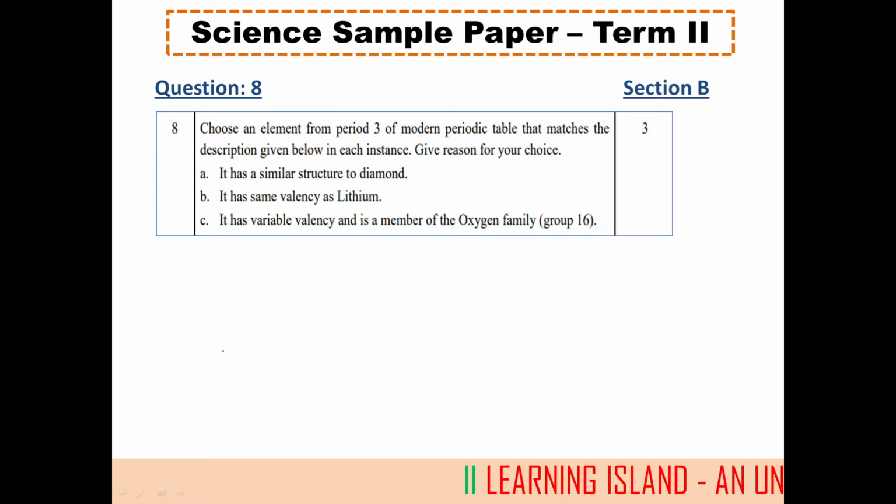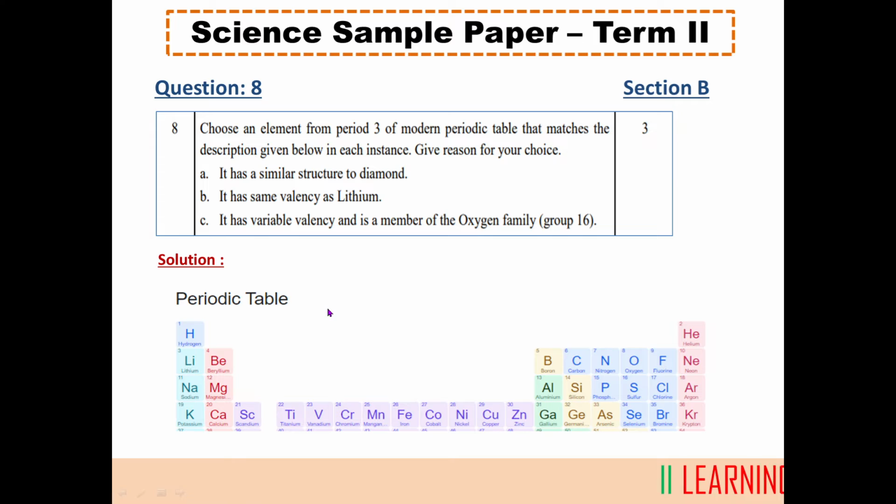Now, I always suggest my students to remember the first 20 elements, starting from hydrogen to calcium. If you can remember these 20 elements, this will be very helpful to you for answering the questions in your term 2 examinations. So let me show you the table. This is the periodic table. From here you can learn the first 20 elements, that is from hydrogen to calcium.